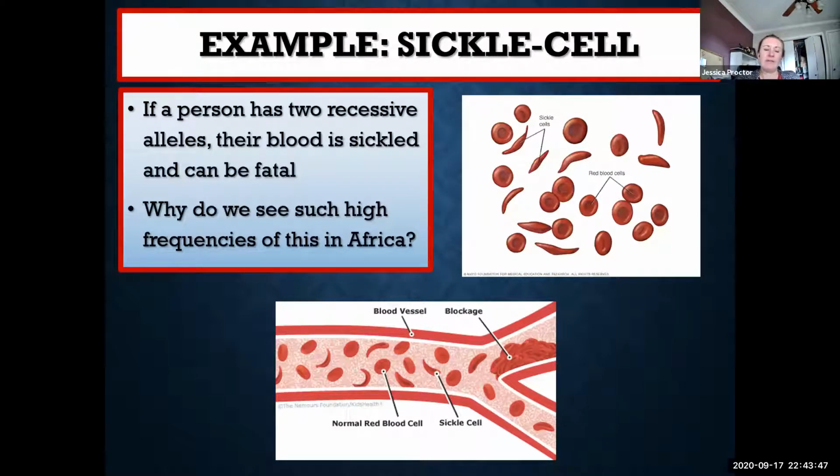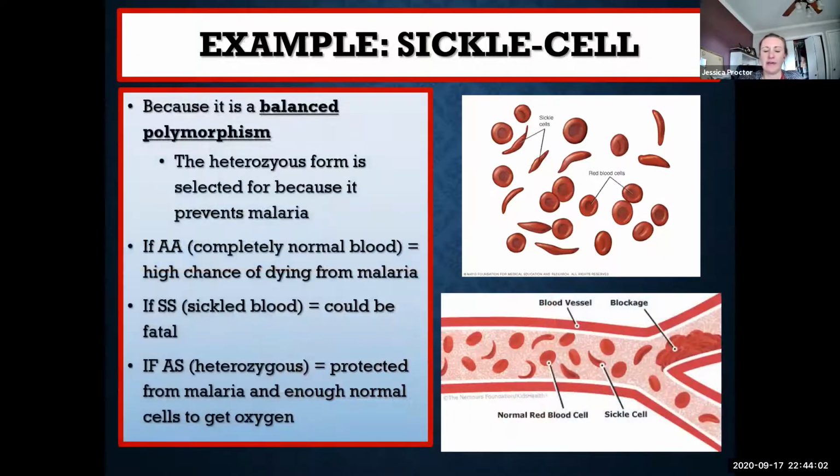But we see really high levels in areas like sub-Saharan Africa, India, southern parts of Europe, like Italy. It's not just Africa, that's kind of a misconception. We see this trait really anywhere where malaria is endemic, because we learned that the AS genotype has an advantage. It's a balanced polymorphism. What we mean by that is the middle, the heterozygous, has the advantage. The heterozygous form is selected for because it makes individuals less likely to get malaria.